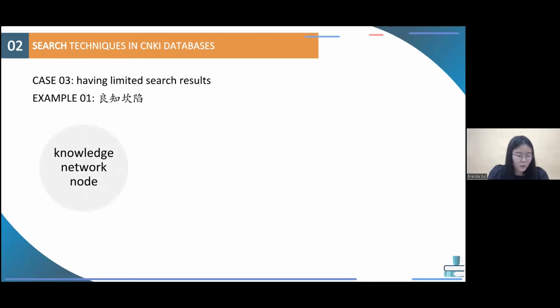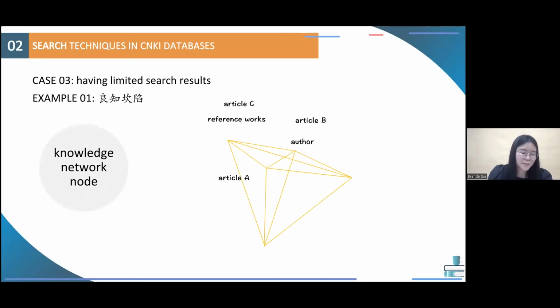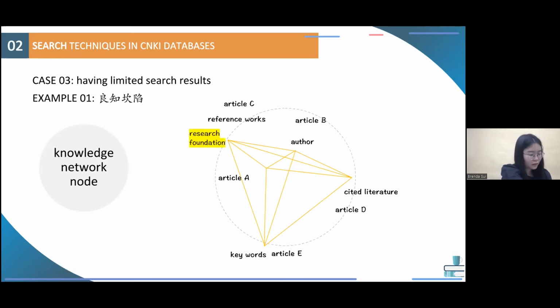And what is that? Here we have found our target article A. For this article, its author has definitely written other articles, such as article B, and has reference works, such as article C. Articles that cite article A, for example article D, and last but not least, articles sharing the same keywords with article A, like article E. In this case, articles B, C, D, E can be connected by article A and thus can be seen as article A's relevant literature.